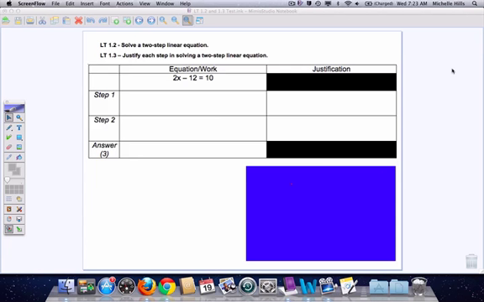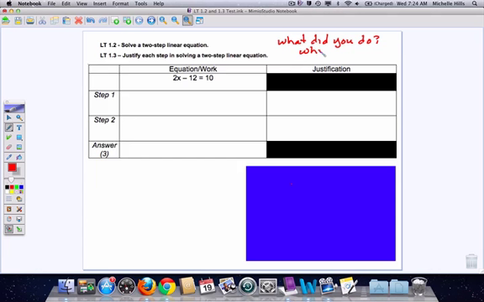Now, Learning Target 1.2 and Learning Target 1.3 on the Unit 1 test are closely related. 1.2 is the actual work to solve the equation, but 1.3 is the writing that you do on the side to justify each of your steps. Remember that justification means: what did you do? Why did you do it? And then what property of algebra said that you could do that? You need all three of those parts on each of your justification steps.